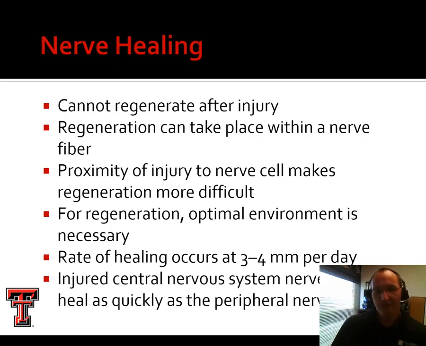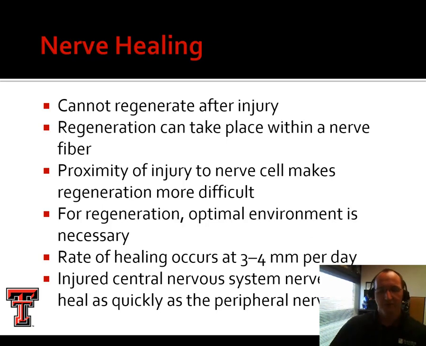Nerve, on the other hand, has difficulty regenerating after injury. We can get regeneration within a nerve fiber, and where that injury is to the nerve cell can make that regeneration a lot more difficult. So in order to get regeneration of the nerve fiber, the optimal environment again is there. That rate of healing occurs at a very slow pace, 3 to 4 millimeters per day. So if you've got a long peripheral nerve fiber down into the foot, it may take more than a year in order for that fiber to fully regenerate.